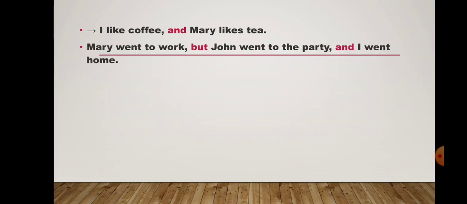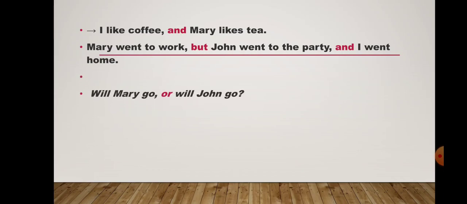Mary went to work, but John went to the party and I went home. In this sentence, there are three independent clauses. First, Mary went to work. Second, John went to the party. Third, I went home. All these parts are independent clauses, and we use the coordinating conjunctions but and and to join all three independent clauses.